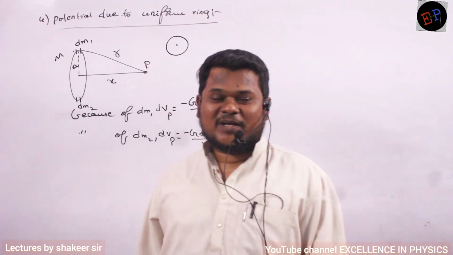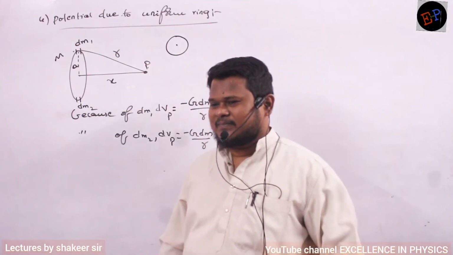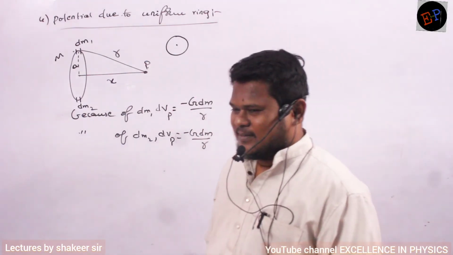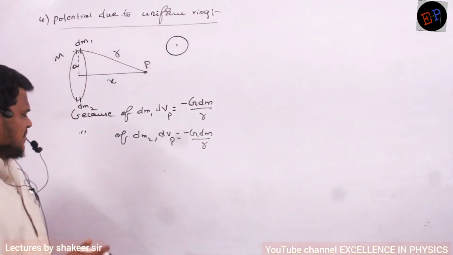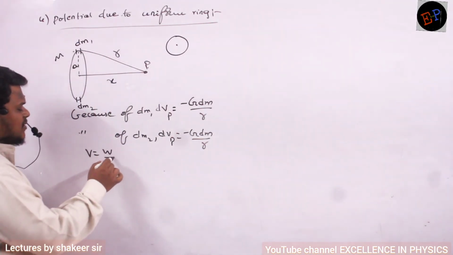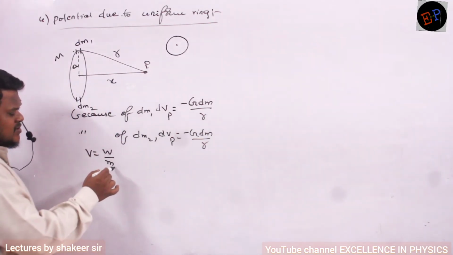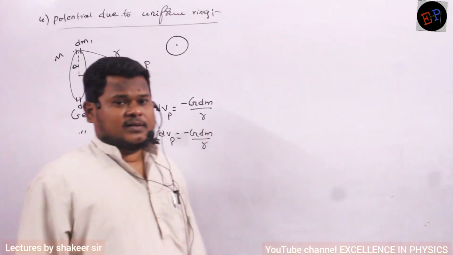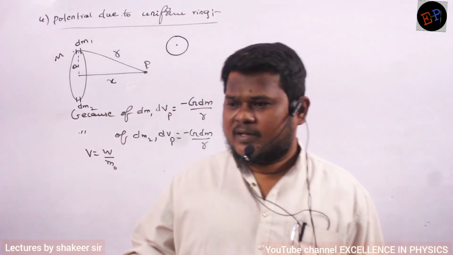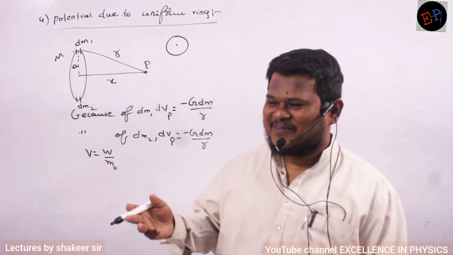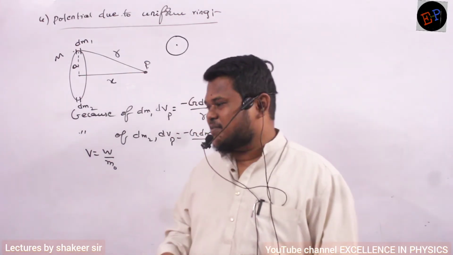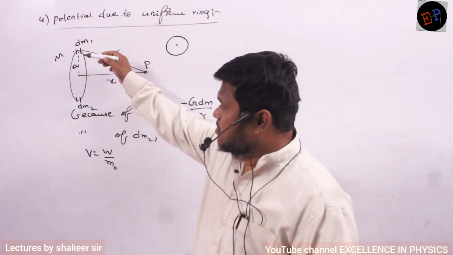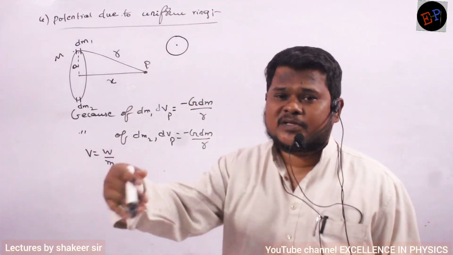Anybody? What is the direction of this potential? What is meant by potential? Work done per unit mass. Work is a scalar quantity or a vector quantity? Scalar. So work, does it have any direction? So potential also does not have any direction. Are you able to understand? So just potential, because of all dm's, they will get added up, that's all.